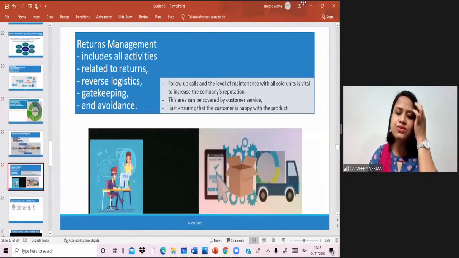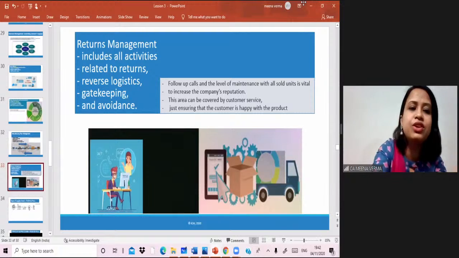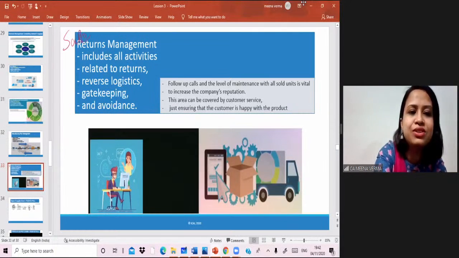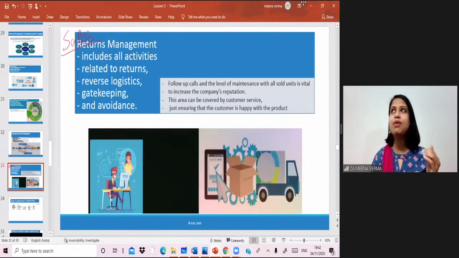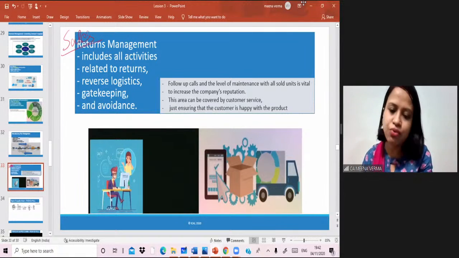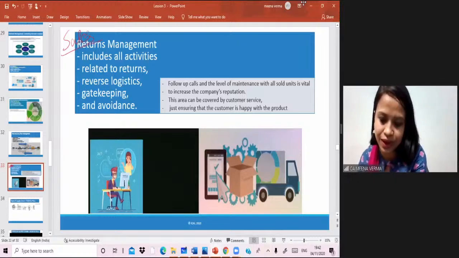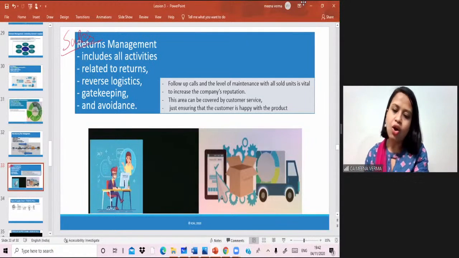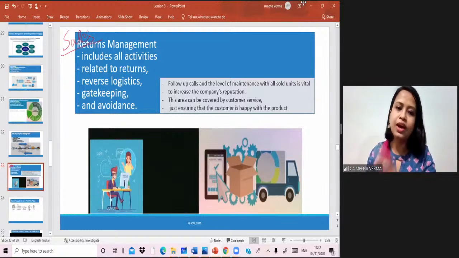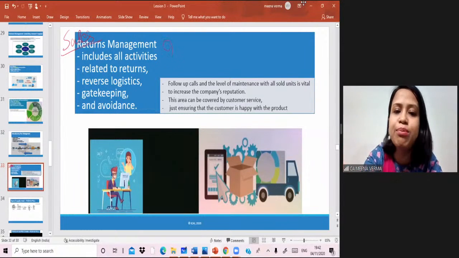Now the next point is related to return management. Return management is what? Sales return management. Again, this is somehow related to the customer. If any of your customers is not satisfied with your product or your services, then deal with that problem. Give them a sales return. And you know that this generally does not happen in India.